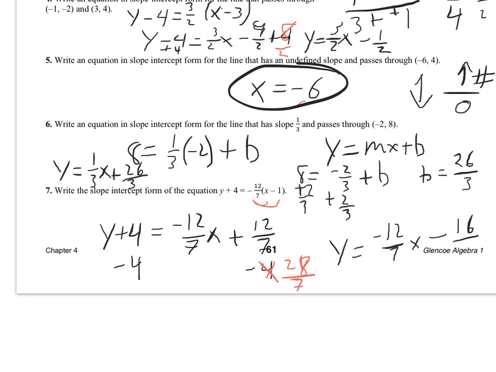16 over 7. Okay, so you can't really read that. Let me rewrite that. Y is equal to negative 12/7 x minus 16 over 7. There we go. Let's go to the next page.